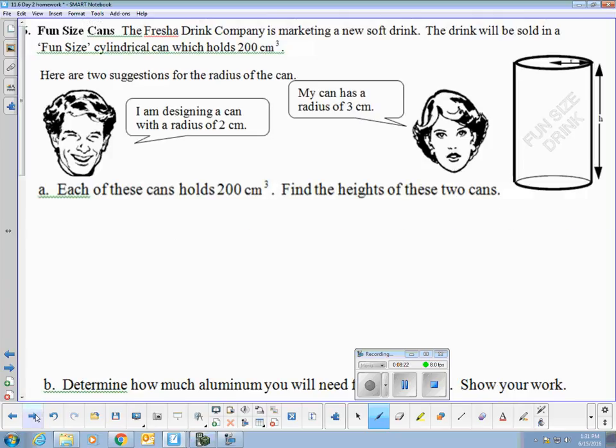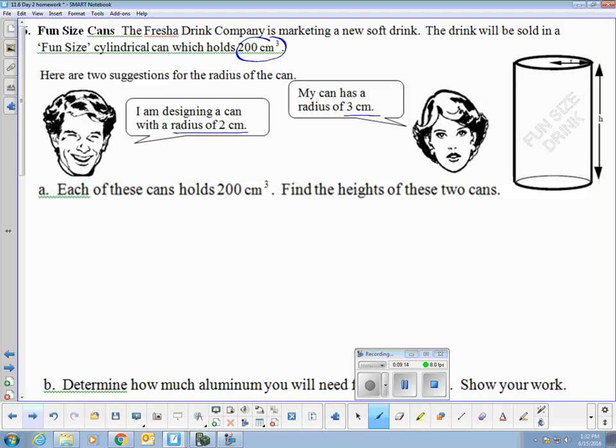All right, here's a fun little problem that has to do with marketing and the selling of products. And what kind of a can is more desirable for a fun-sized can? So there's 2 different designs. The gentleman on the left has a can which is in the shape of a cylinder, and his radius is 2 centimeters. Now the young lady on the right has a can whose radius is a little bit wider, 3 centimeters. Now, the company is going to fill each can with the same amount of liquid. So the volume will be 200 cubic centimeters in both cans.